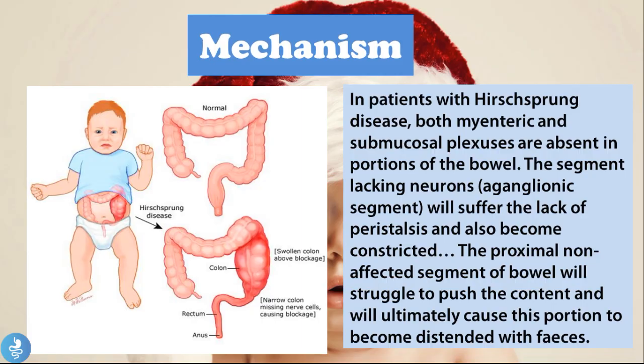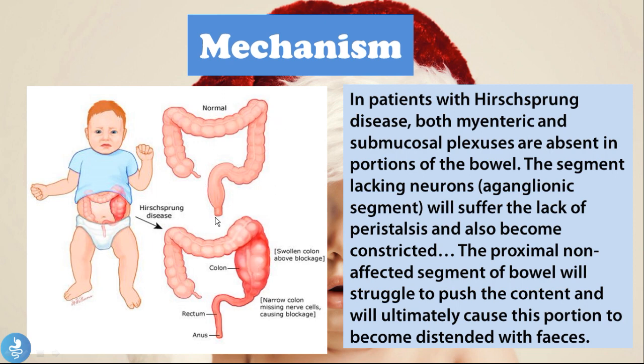So, the mechanism of the disease. In patients with Hirschsprung disease, both myenteric and submucosal plexuses are absent in portions of the bowel. The segments lacking neurons, called aganglionic segments, will suffer the lack of peristalsis and also become constricted. So, above we have a picture of our normal bowel. Children unaffected with Hirschsprung's disease are born with a bowel that looks like this.